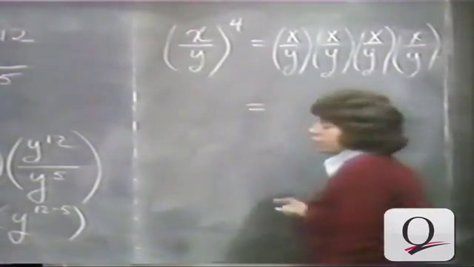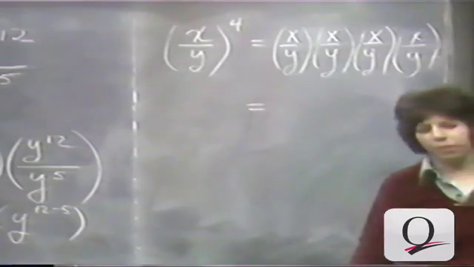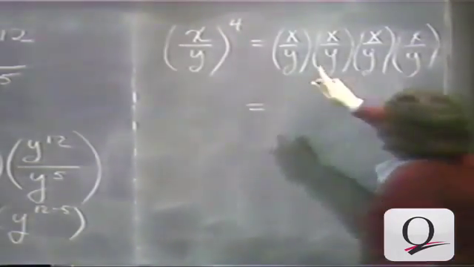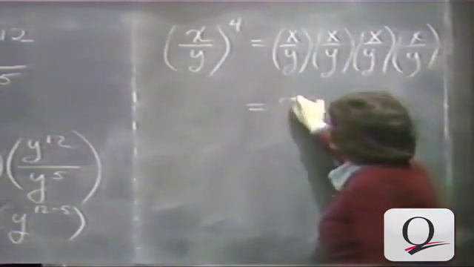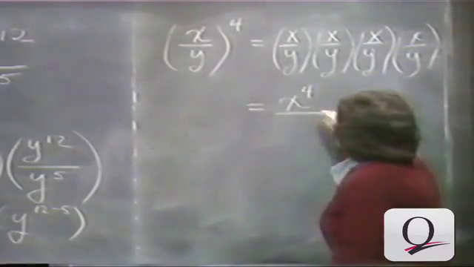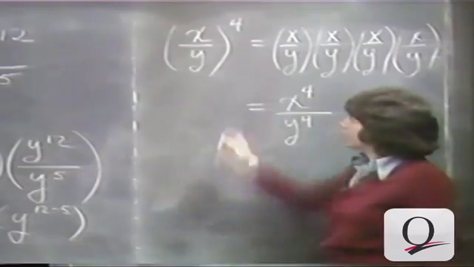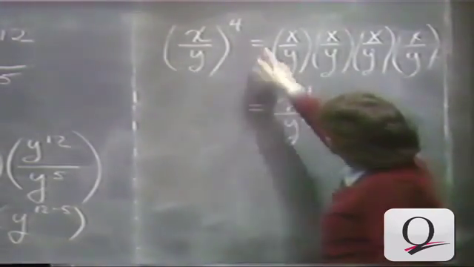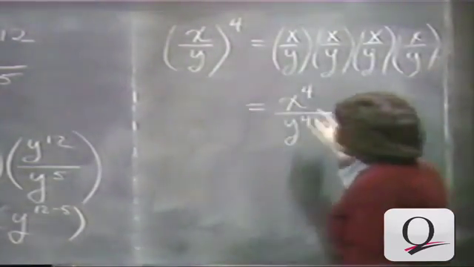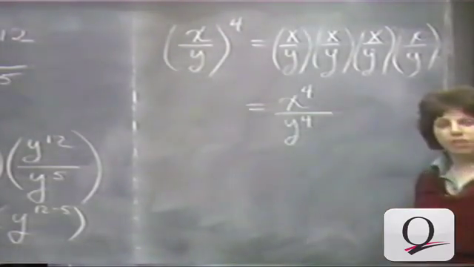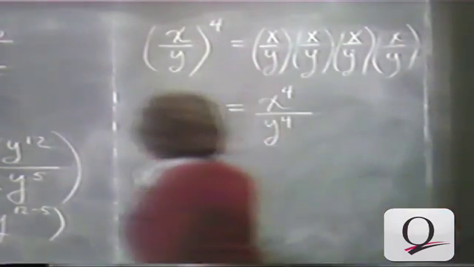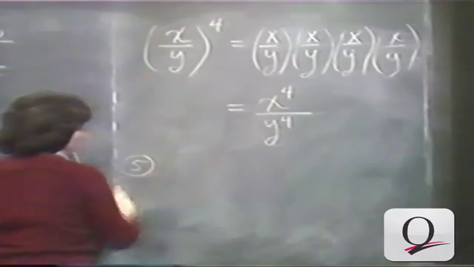And since to multiply fractions, you multiply their numerators and divide by the product of the denominators, we have on the top x times itself 4 times, or x to the 4th, and on the bottom y times itself 4 times, or y to the 4th. So from this we get that it seems when you take a fraction to a power, you take the numerator to the power and divide by the denominator to that power. And that is, in fact, Rule 5.